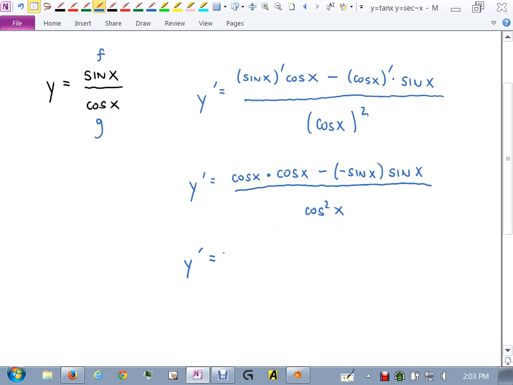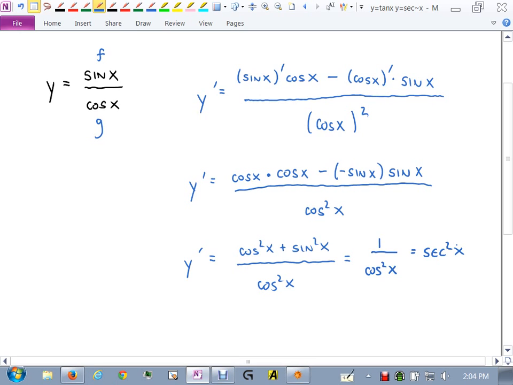And you should have this very small little aneurysm occur. I'm sorry, maybe someone knows someone who really had an aneurysm. I'm making light of it. But you should have this little light bulb go off in your head. Cosine squared x plus sine squared x is 1. That's the basic Pythagorean identity from pre-cal. So this is equal to 1 over cosine squared x, which is the same as secant squared x. So if it seems weird that the derivative of tangent x is secant squared x, you can show that it's that by using the quotient rule.